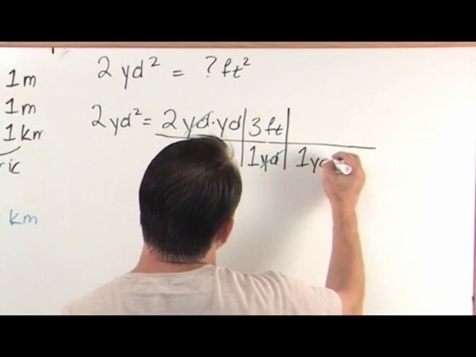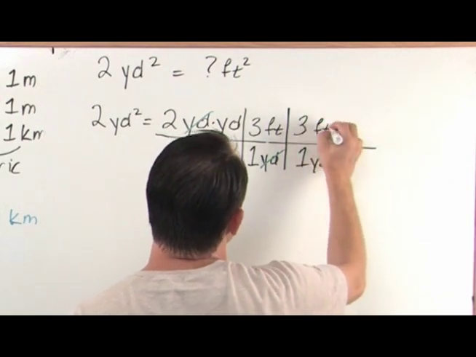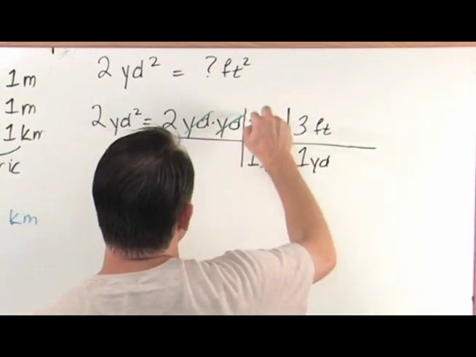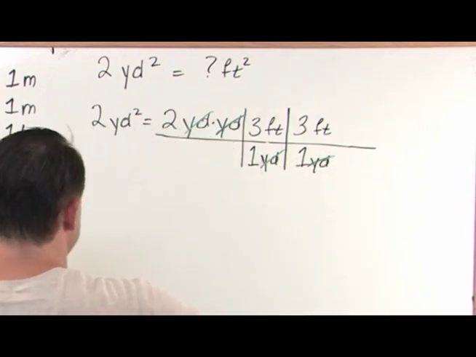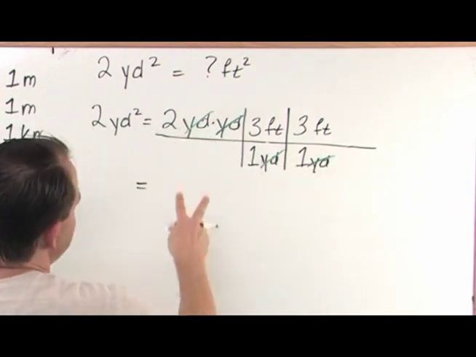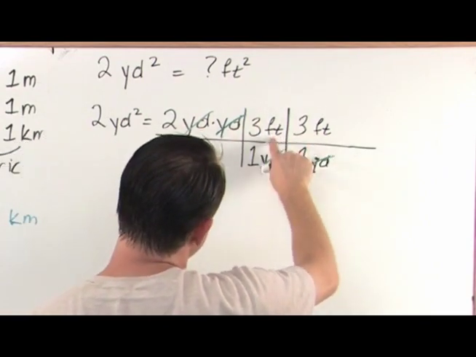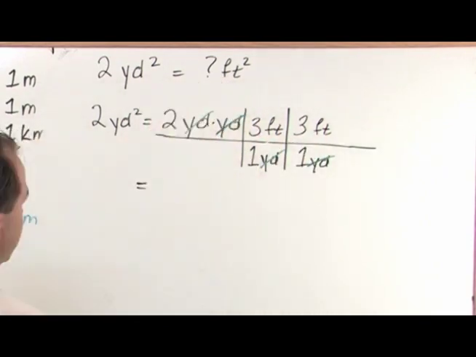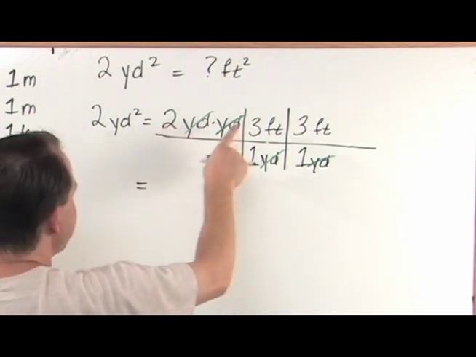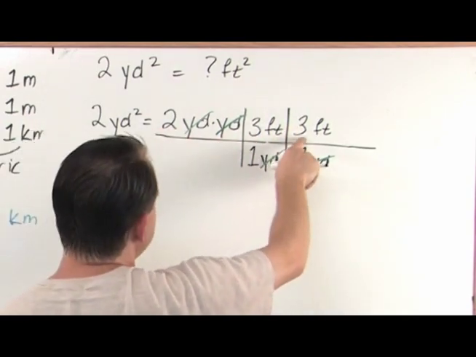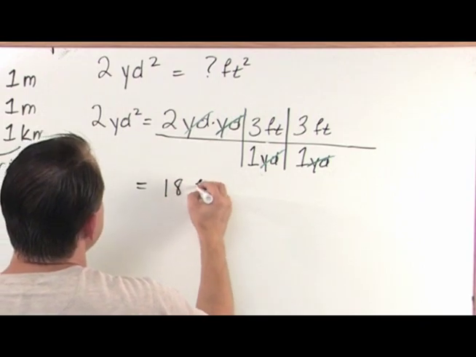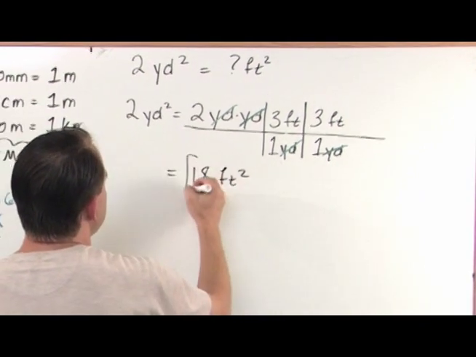1 yard is 3 feet. Okay? So again, this cancels with this. So you see, I'm done because I've gotten rid of both of my yards. I don't have any yards involved, and I'm going to be left with feet times feet, which is feet squared. That's exactly what I'm trying to reach. So 2 times 3 is 6. 6 times 3 is 18. 18 feet squared, or 18 square feet.